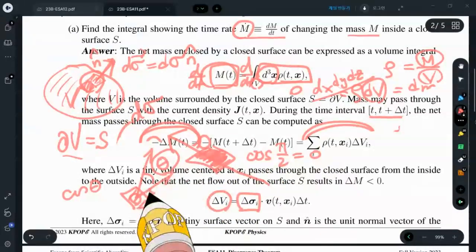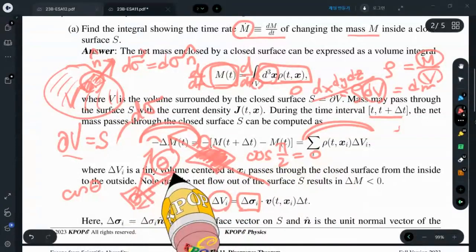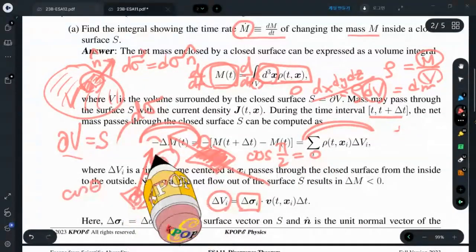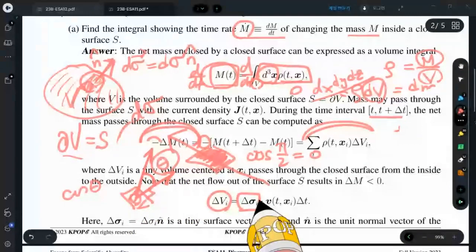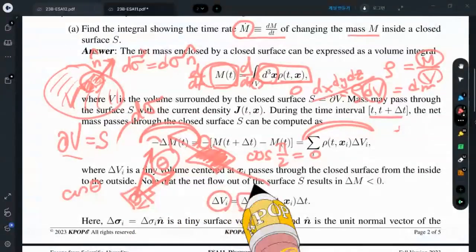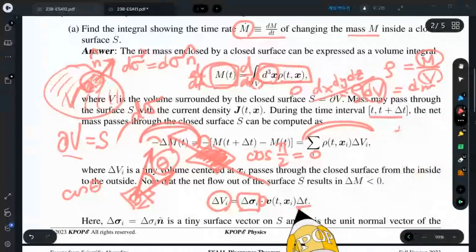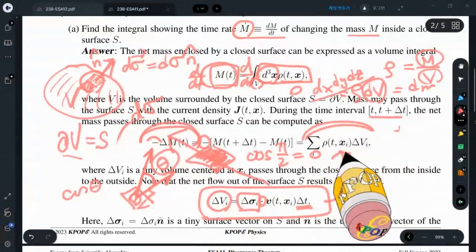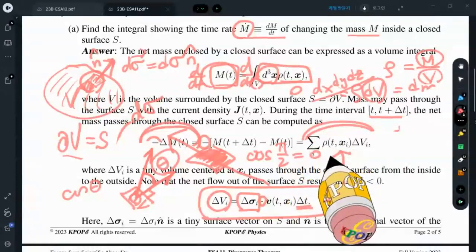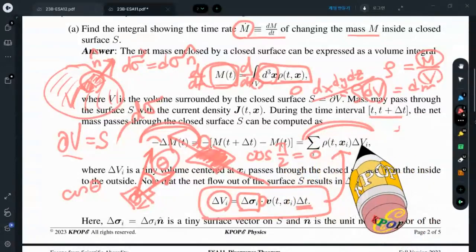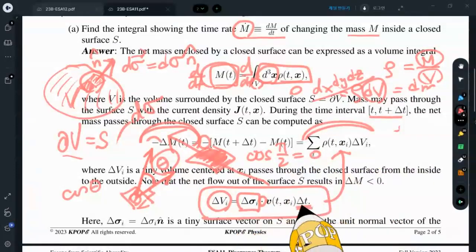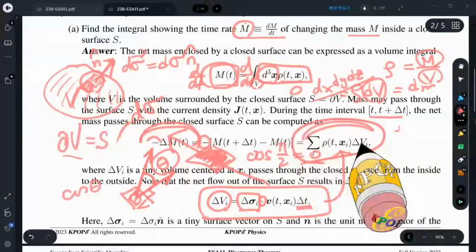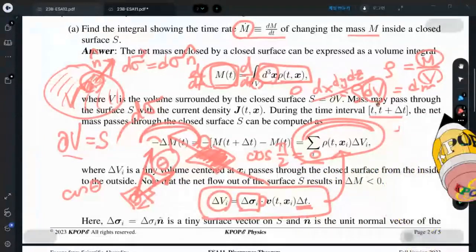So there is a cosine theta dependence because of the scalar product between the normal vector and velocity. And during the time delta t, okay, this is the volume. Volume is multiplied, density is multiplied, and sum them all. If you make this delta and delta t very tiny, then this sum becomes an integral.